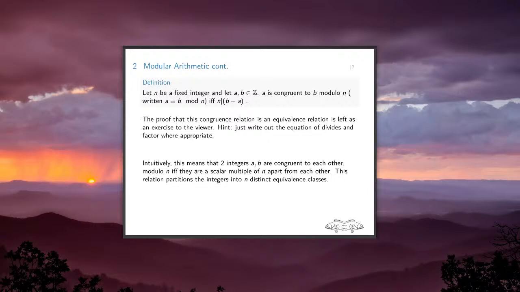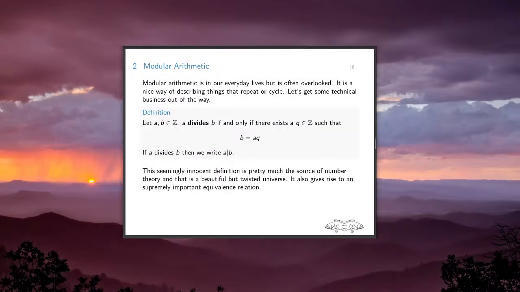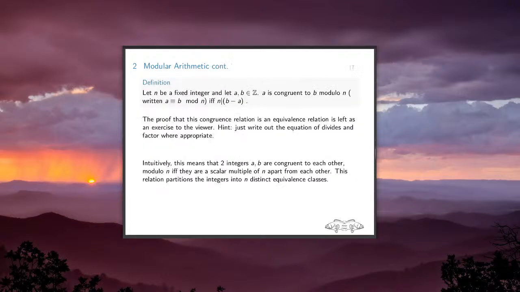So it's all going to come down to just going back to using this equation, right? If n divides b minus a, that means b minus a equals n times some number. And so that's where you jump off from. You can just write down some equations, and then you'll eventually just factor out n's, and it's not bad. But in a more intuitive sense, what this means is that two integers are congruent modulo n if and only if they're a scalar multiple of n apart from one another.